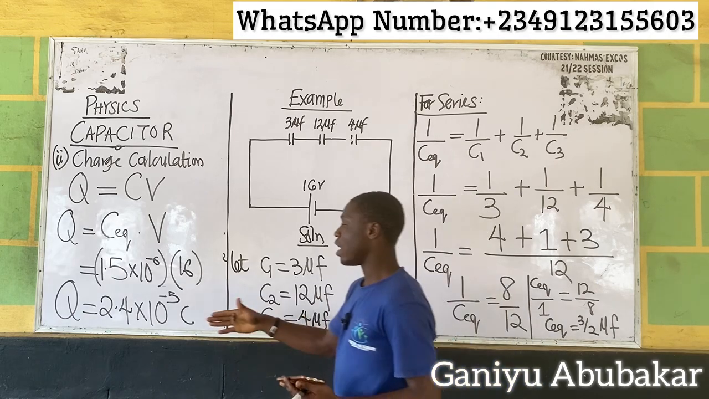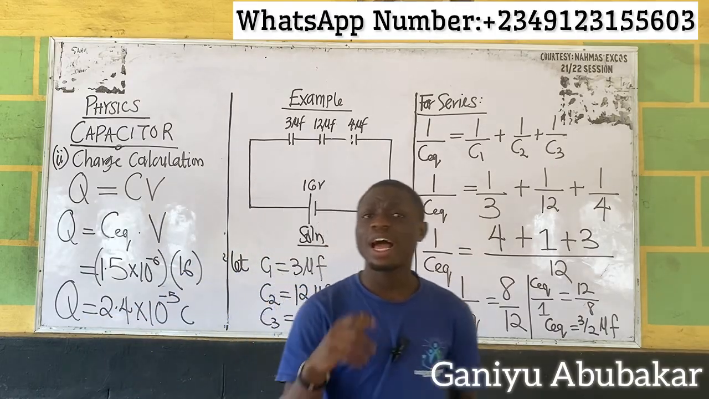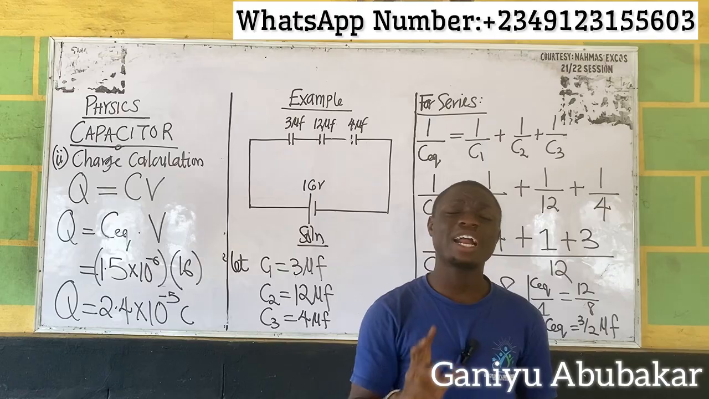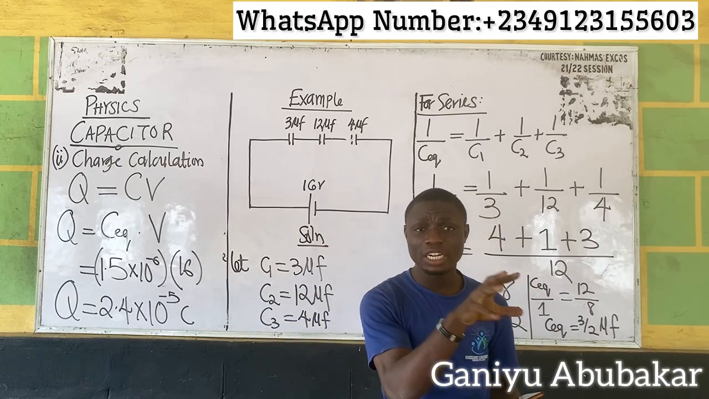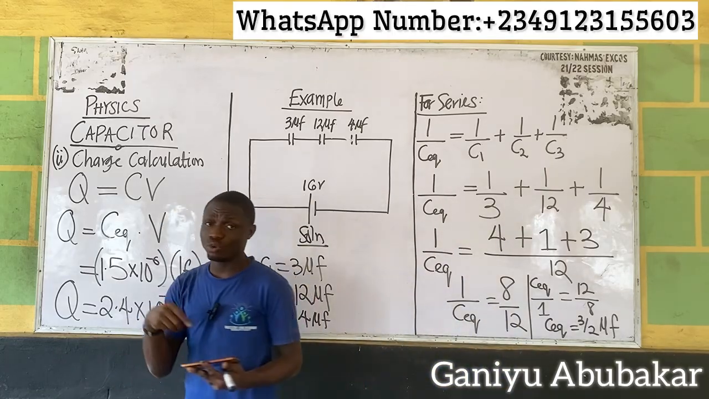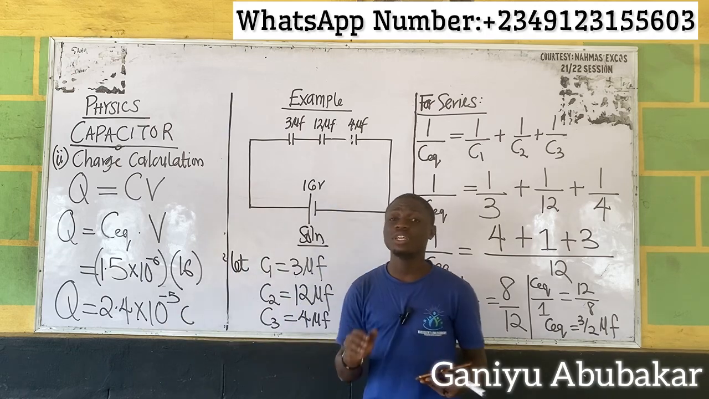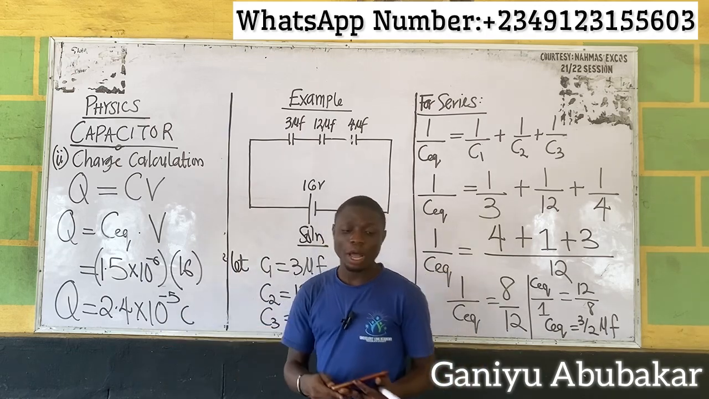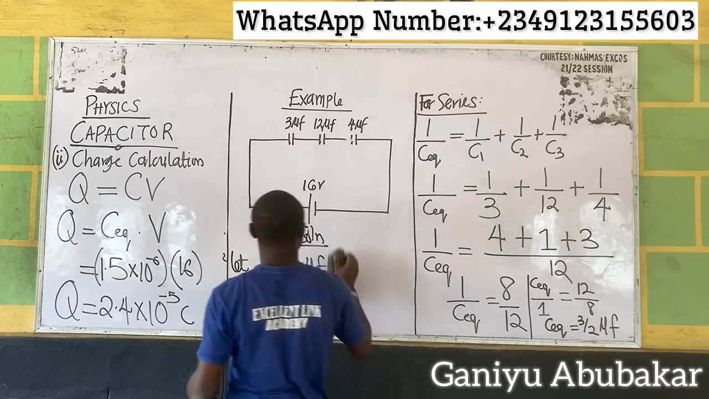And I'm having Q as given here. But I gave you one thing to note. I said for capacitors arranged in series, their charges will be the same. So the same charges flow through them. So if I have Q as this, it means that my Q1 is this value, my Q2 is this value, and my Q3 is this same value.